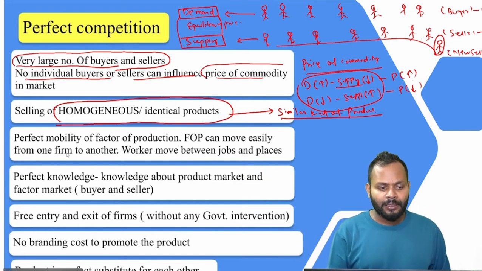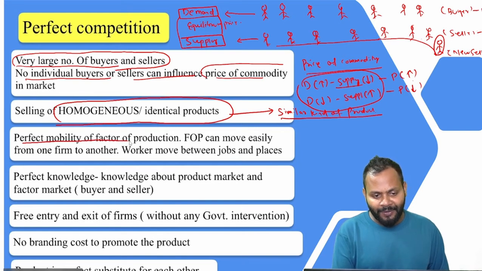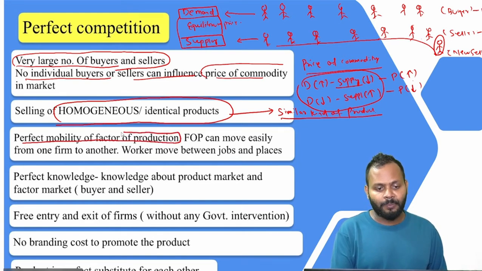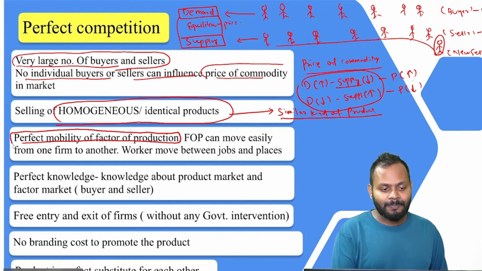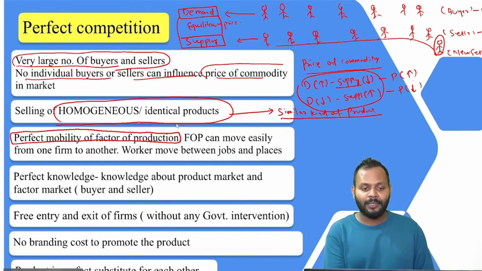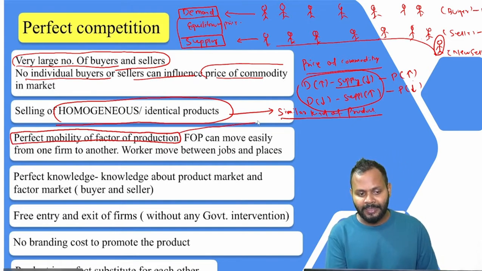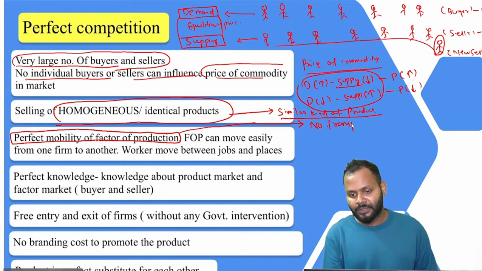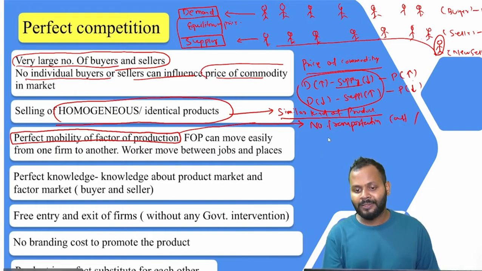Okay. Now, perfect mobility of factors of production. What do you mean by perfect mobility? That means in this perfect competition, we are considering the transportation or the mobility. No transportation cost or similar transportation cost. Is it clear? Similar transportation cost.